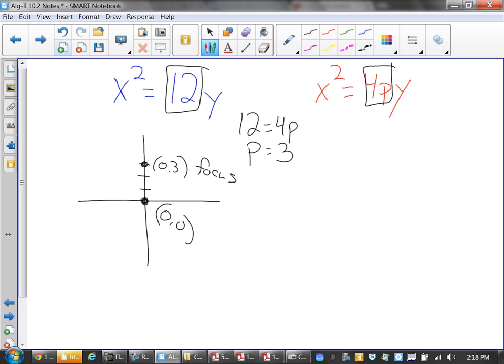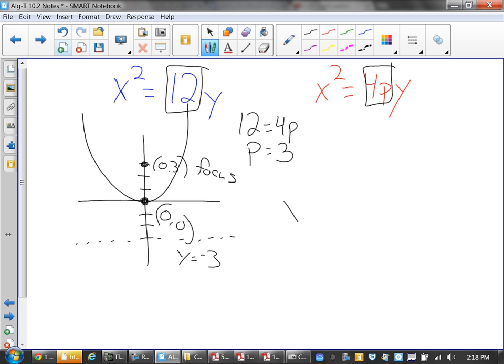My directrix goes through what? Negative 3. Now, the directrix is a line. What's the equation of that line? y equals negative 3. There's my directrix. I know it's going to do this. What's the last thing I have to pick? Symmetric twins. I'm going to get symmetric twins. Everybody okay with that? Now, this is where it gets weird.